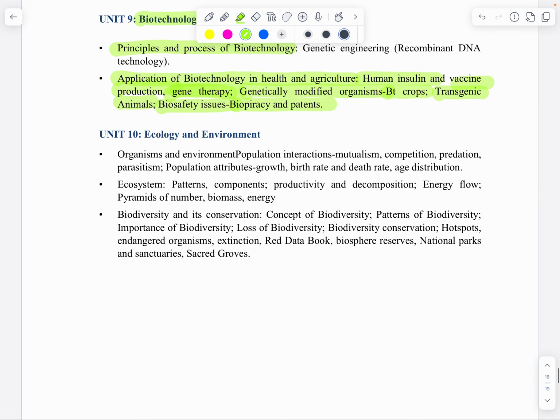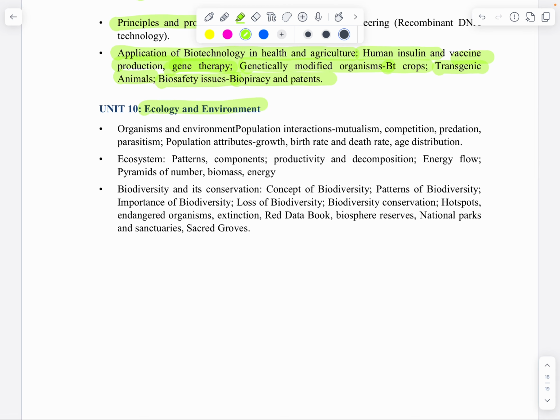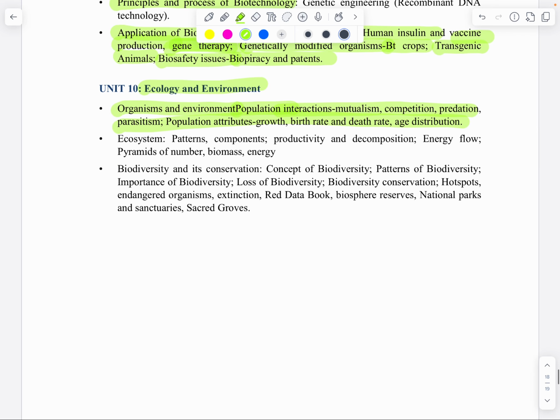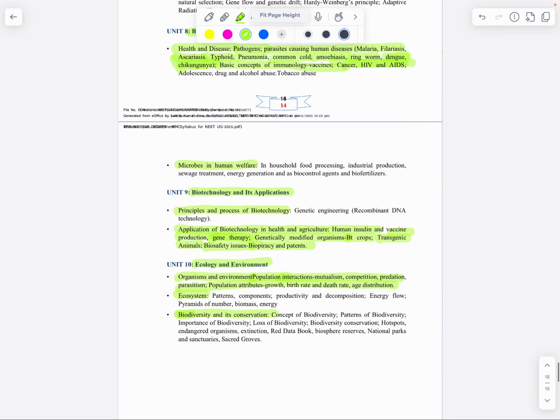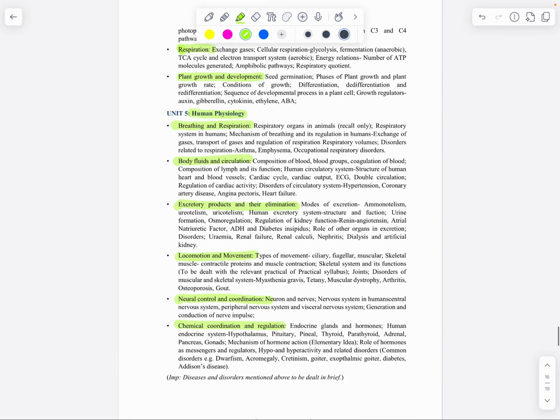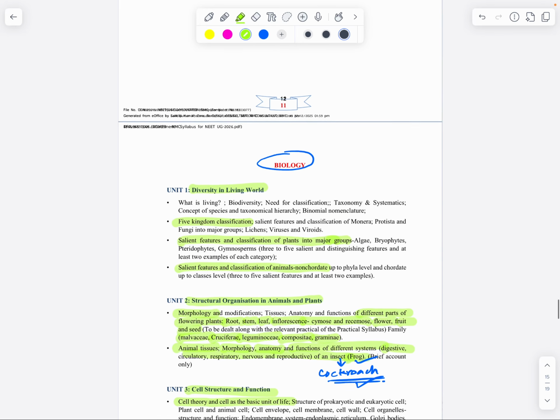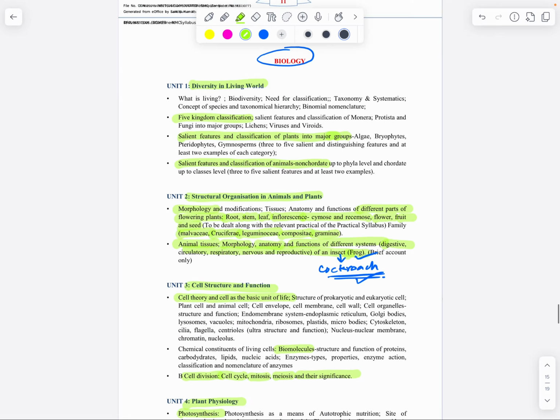The next and the last unit is ecology and environment. It includes 3 chapters, that is organisms and environment. The population part is remaining only in this chapter, that is population interactions. So this is easy. Next is ecosystem, and the third chapter that is included in ecology is biodiversity and its conservation. So all these topics are important from the exam point of view. Biology, you need to know almost completely the topics of this unit.